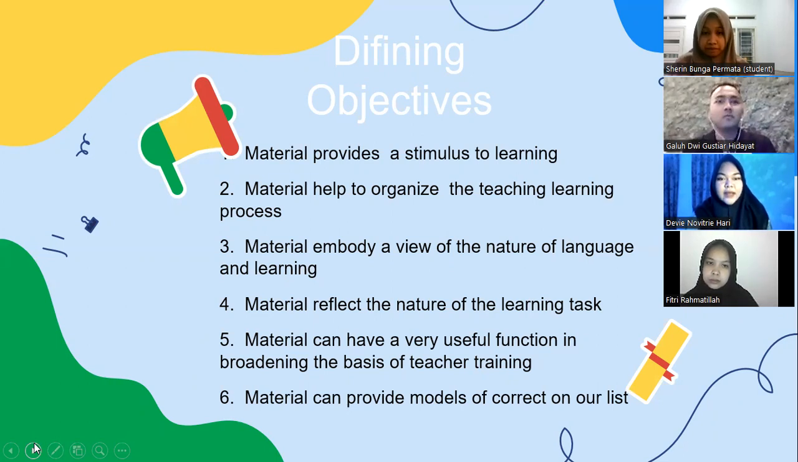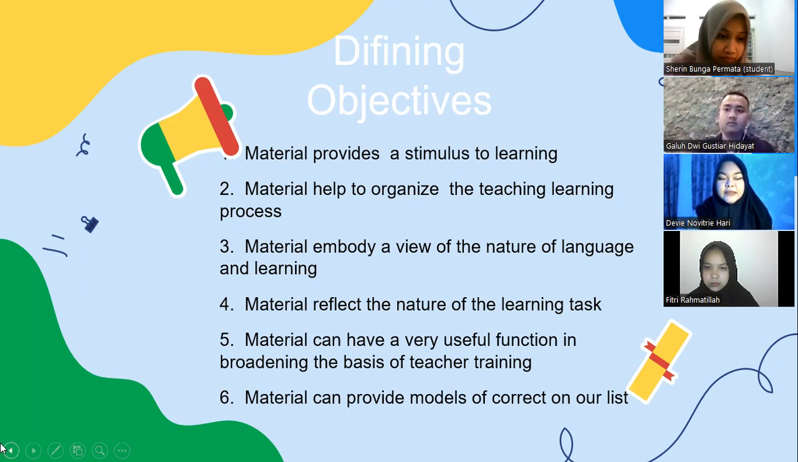Number two is material helps to organize the teaching learning process. Number three is material embodies a view of the nature of language and learning. And four, material reflects the nature of the learning task. We have noted in previous chapters that language learning is a complex process involving many different kinds and levels of knowing and knowledge. And five, material can have a very useful function in broadening the basis of teacher training. And the last, material can provide models of correct language use.